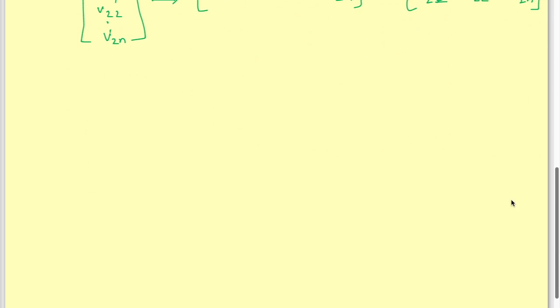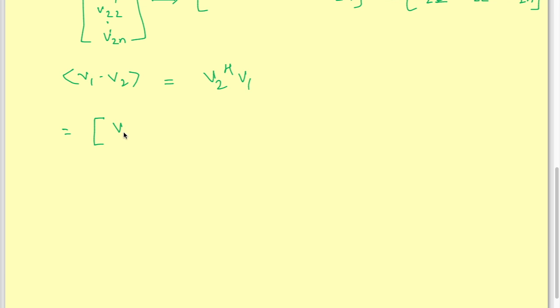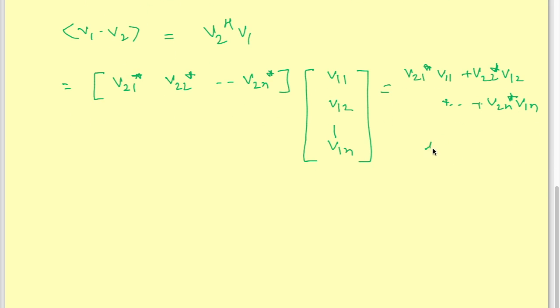So my inner product, v1 dot v2, will look something like this: v2 Hermitian v1. It is v21 conjugate, v22 conjugate up to v2n conjugate, times v11, v12 up to v1n. In the end it is v21 conjugate multiplied with v11 plus v22 conjugate multiplied with v12 and so on, and finally v2n conjugate multiplied with v1n. So this is my inner product.